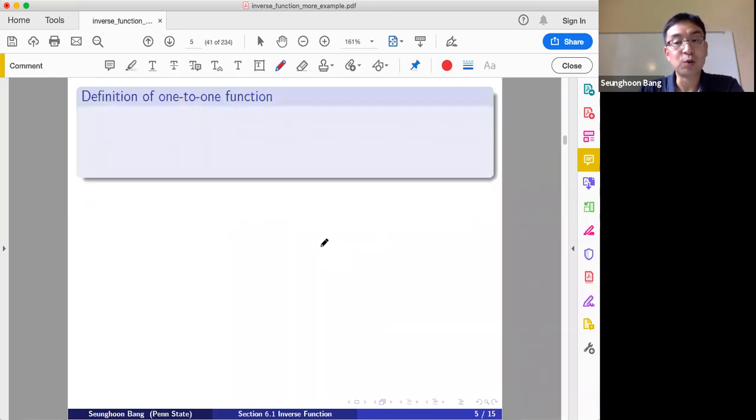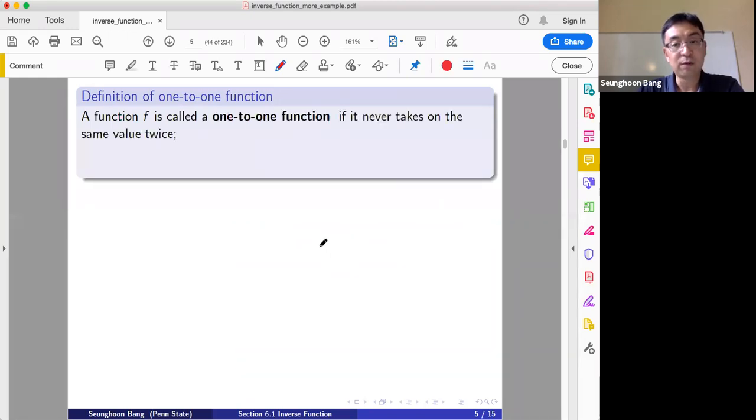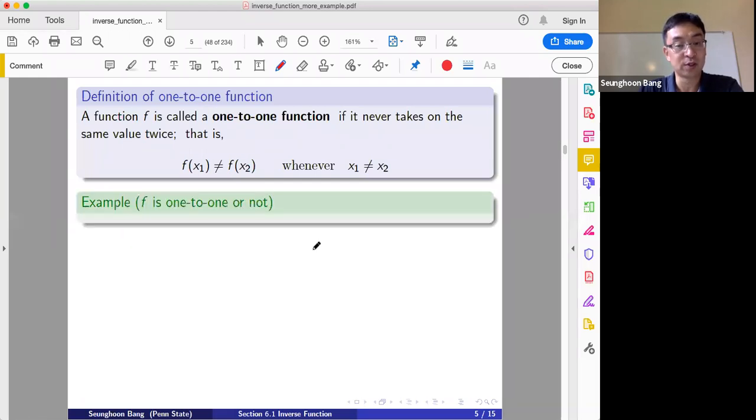The definition of a one-to-one function. The function f is called a one-to-one function if it never takes on the same value twice. That is, f(x1) is not equal to f(x2) whenever x1 is not equal to x2. This is the exact definition of a one-to-one function. You can check whether this is one-to-one or not.